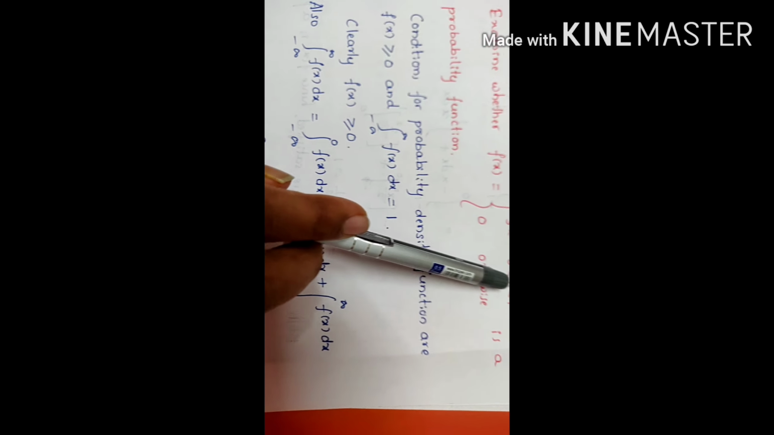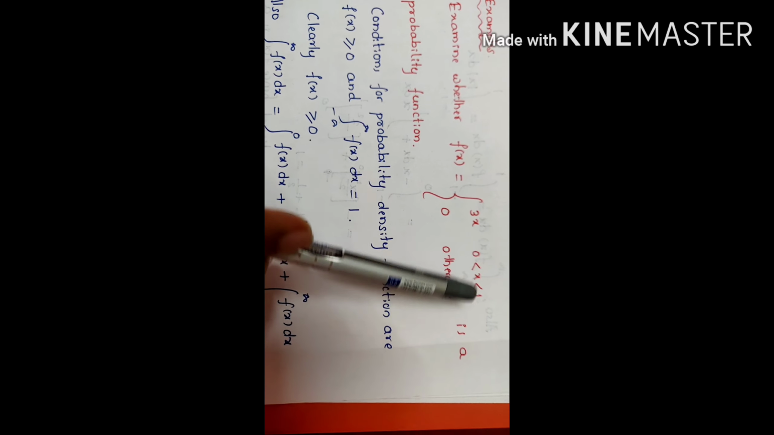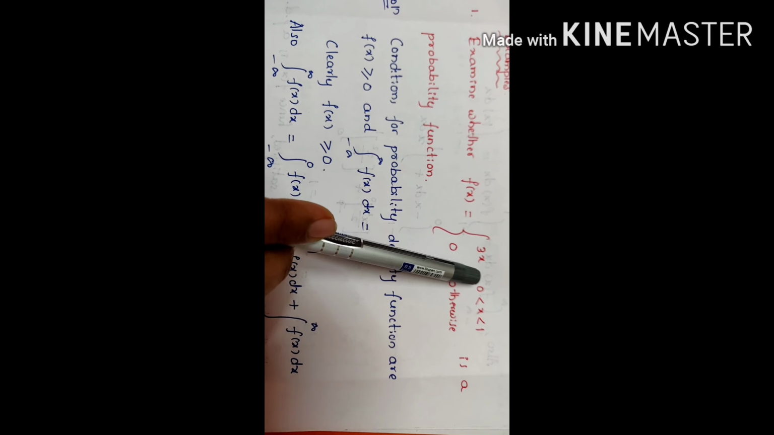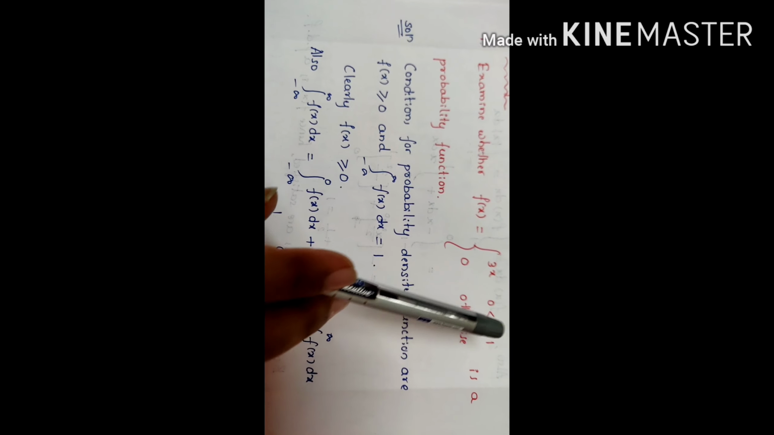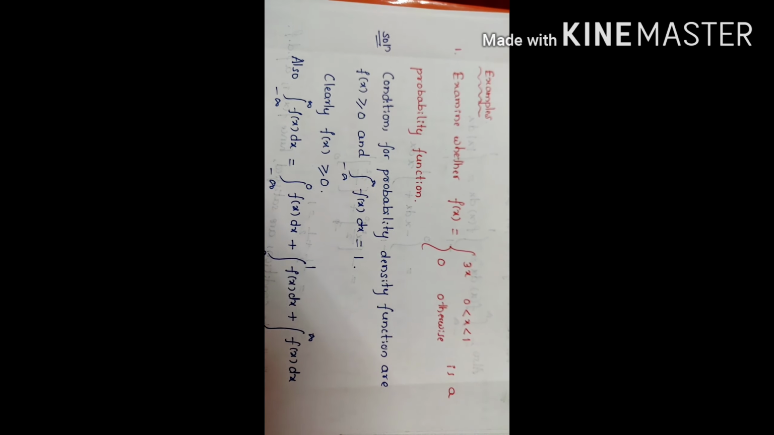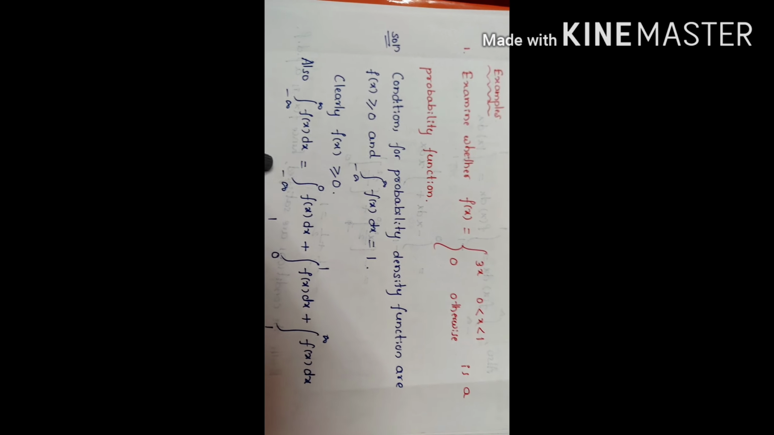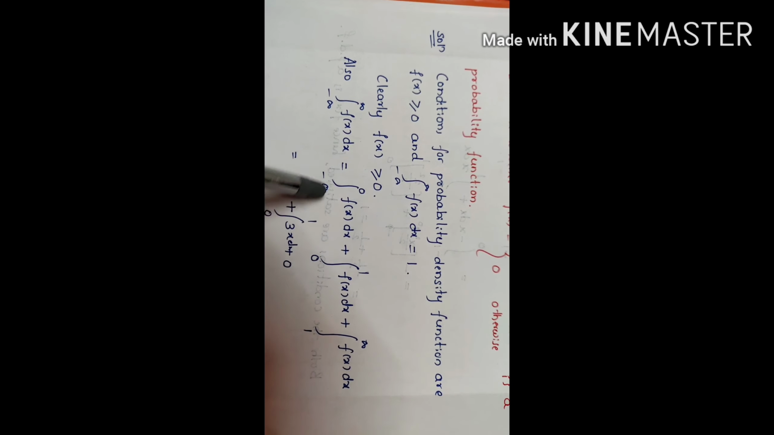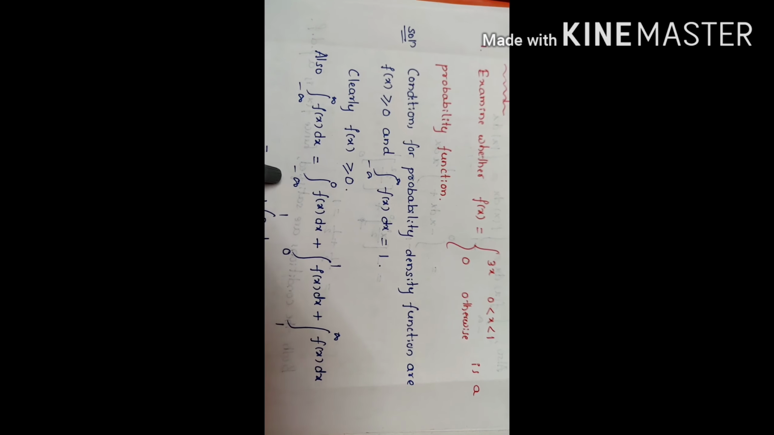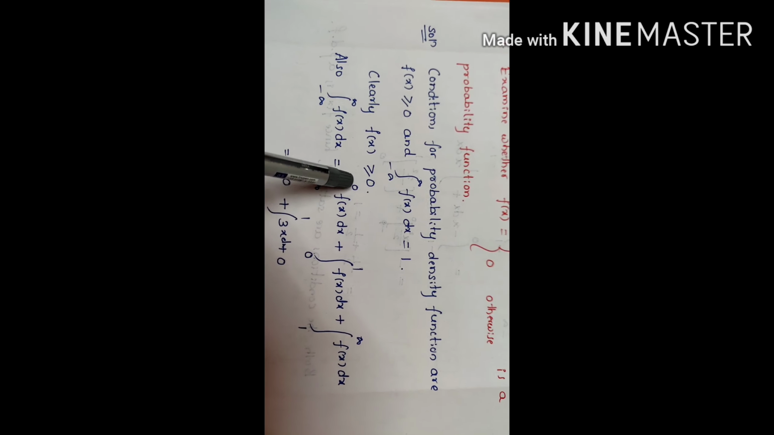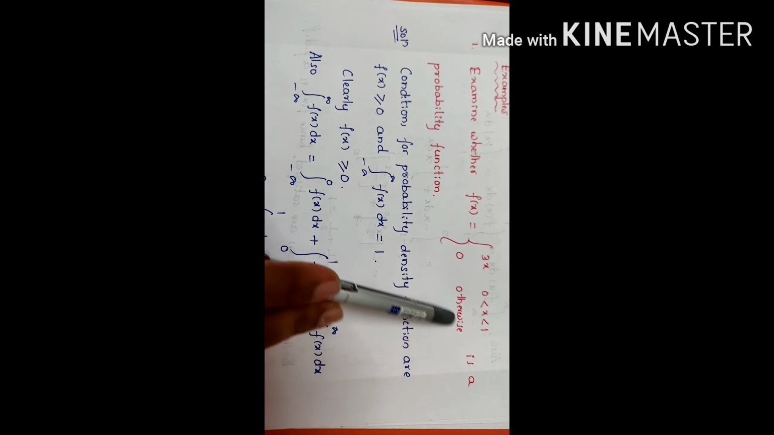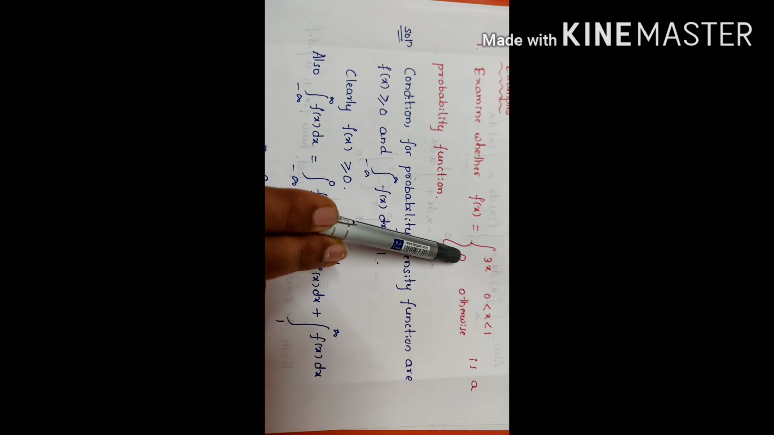Because our given x lies in the open interval (a, b), and here the interval is from minus infinity to plus infinity, the sub-interval is 0 to 1. So we split minus infinity to plus infinity including this sub-interval: minus infinity to 0, 0 to 1, and 1 to infinity. From minus infinity to 0, our function is 0.